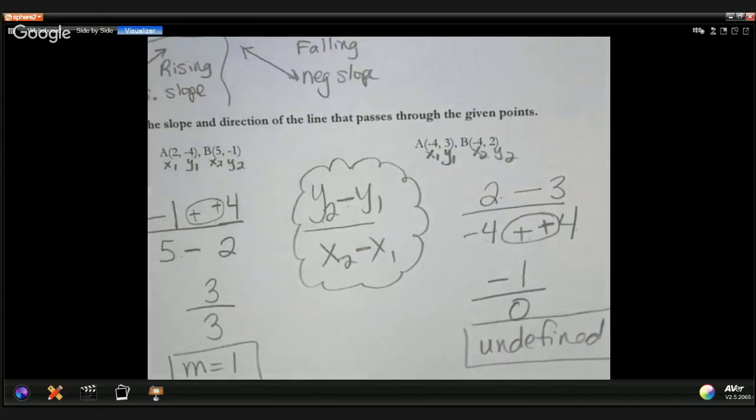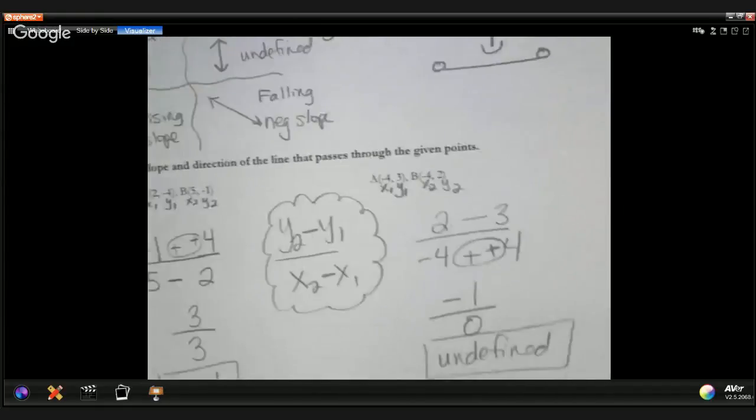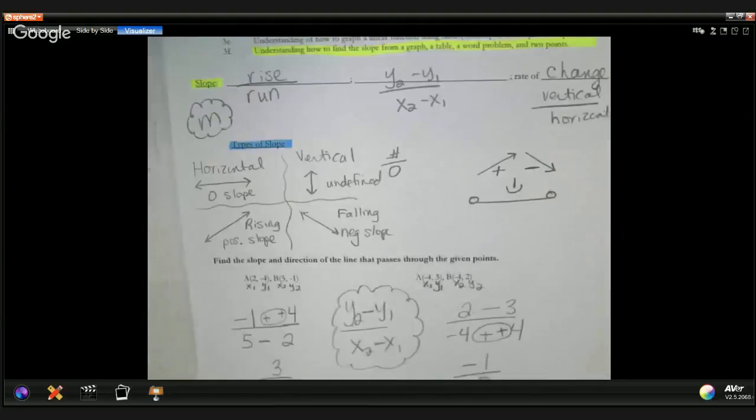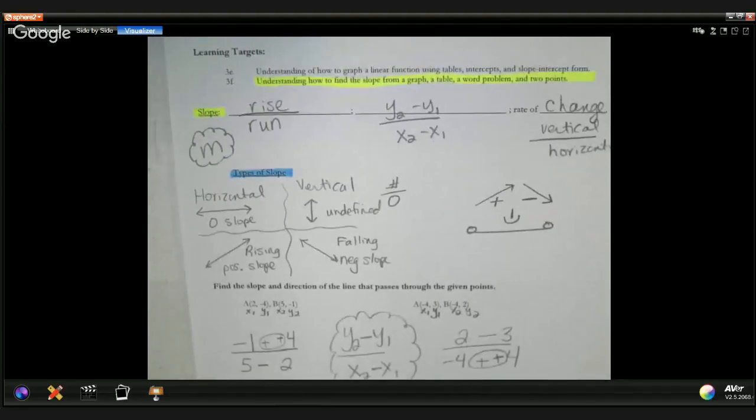So when you're dealing with slope, remember that you can count if you have it, or you can use the slope formula. Sometimes you're going to be given a table, and you can use the slope formula again, or you can look for patterns. But remember, slope is rise over run, which means you go up and down before you go left and right.